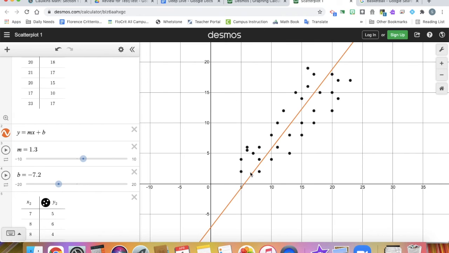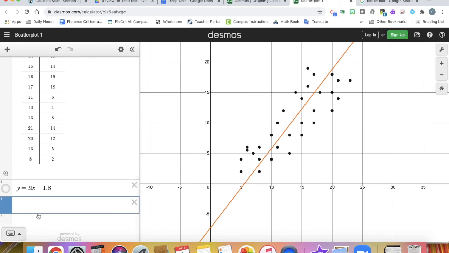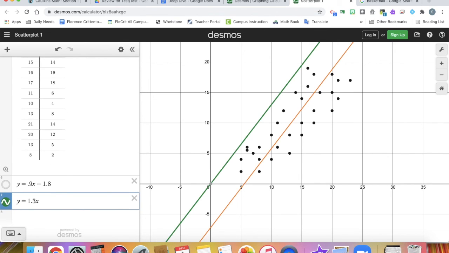Let's see if this cuts it in half now. 1, 2, 3, 4, 5, 6, 7, 8, 9, 10, 11, 12, 13, 14, 15. 1, 2, 3, 4, 5, 6, 7, 8, 9, 10, 11, 12, 13, 14, 15, 16. So it's just about half and half. And the line of best fit is slightly different. So the slope is 1.3 and the y-intercept is negative 7.2. So this one is this equation right here. So this was the one with just the kids, and this was the one with everybody.